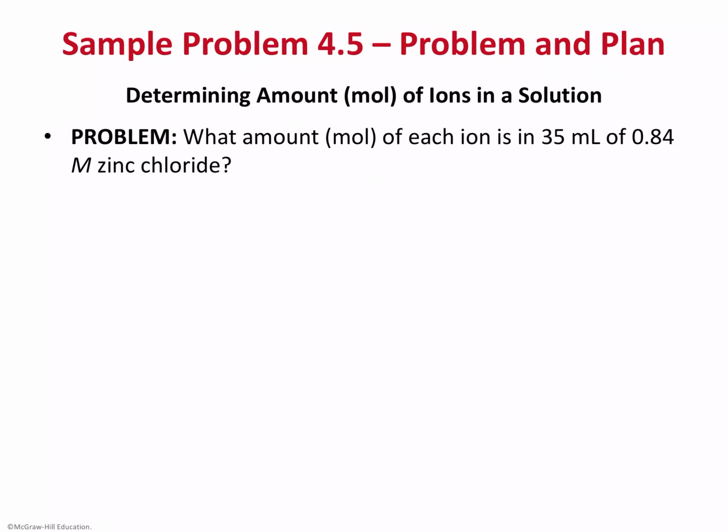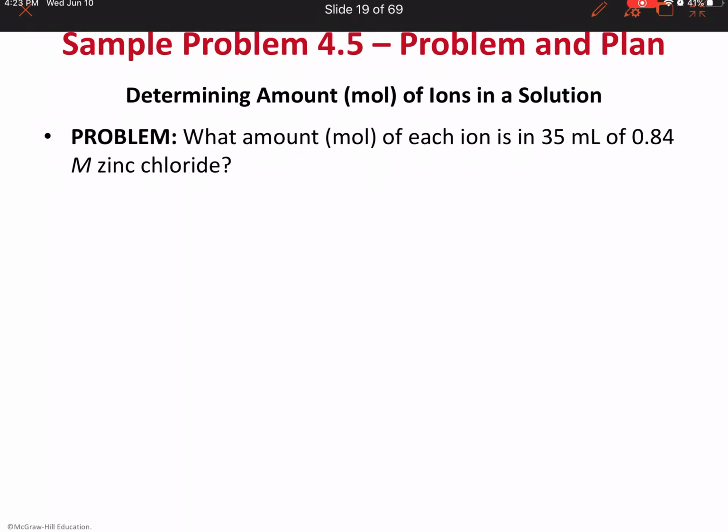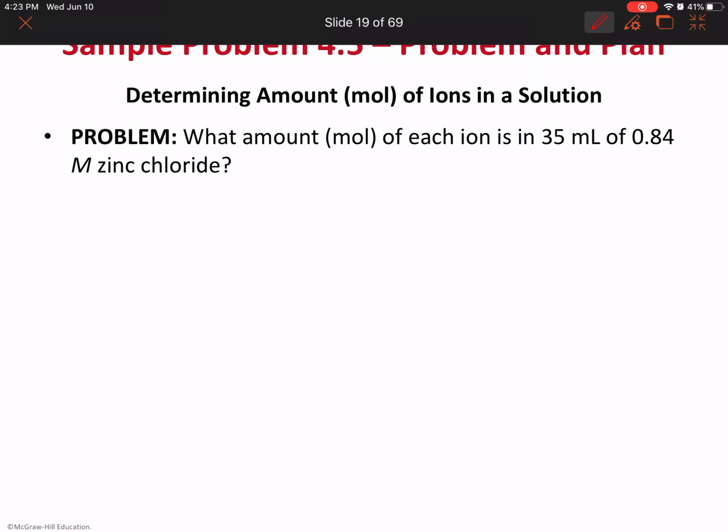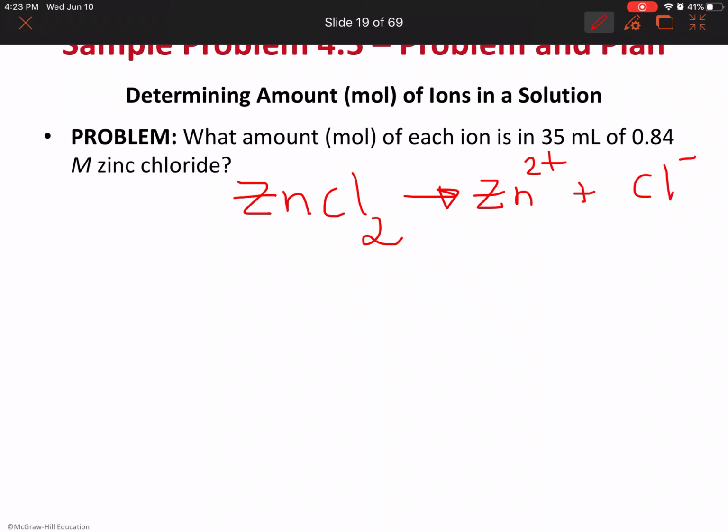What amount of each ion is in 35 milliliters of 0.84 molar zinc chloride? It's asking what amount of each ion. Now zinc chloride is an ionic compound. So we know zinc chloride is ZnCl2. It's going to form two types of ions, zinc ion 2 plus, and then chloride ions. How many chloride ions? Since there are two chlorines, there are two chloride ions.